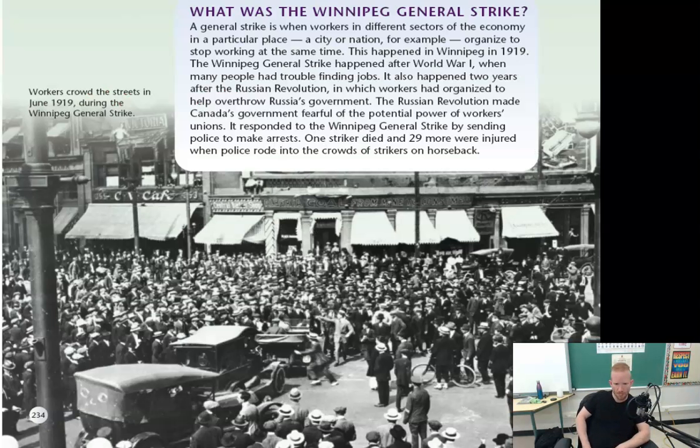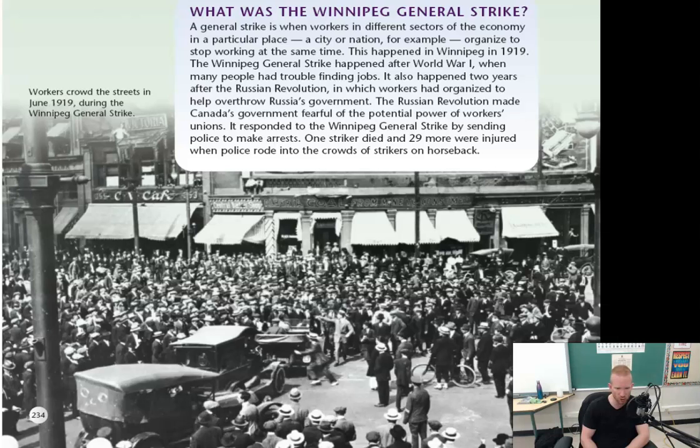So an example, what was the Winnipeg general strike? A general strike is when workers in different sectors of the economy in a particular place, a city or a nation, for example, organize to stop working at the same time. This happened in Winnipeg in 1919.